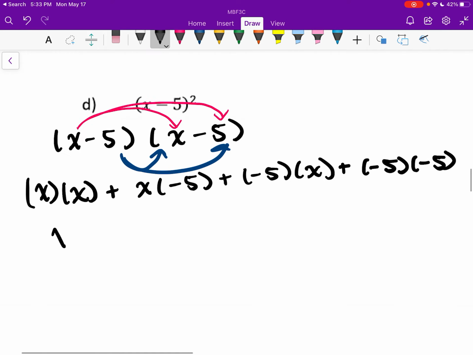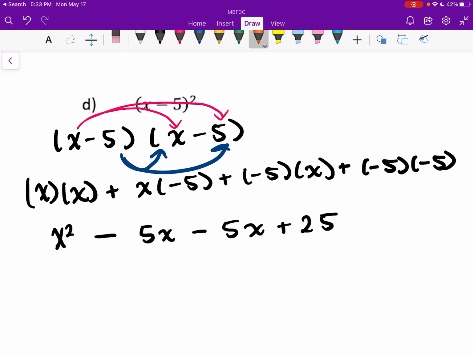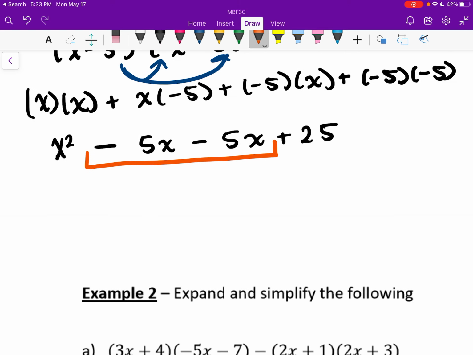So I have x squared plus x times negative 5 is just going to be negative 5x, right? I can get rid of this plus and just put it as a minus now. Negative 5 times x is going to be minus 5x. Negative 5 times negative 5 is 25, right? Because the two negatives cancel out, so I'm left with that. I'm going to collect my like terms here. Negative 5 minus 5 is going to be negative 10x plus 25. And that is my answer.